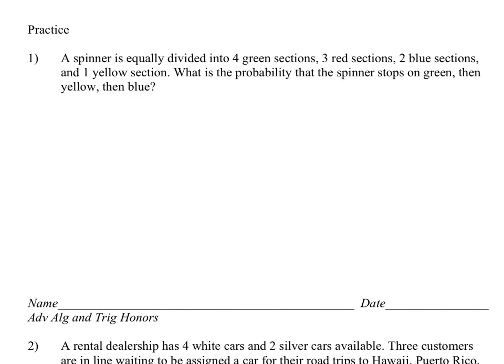A spinner is equally divided into 4 green sections, 3 red sections, 2 blue sections, and 1 yellow section.